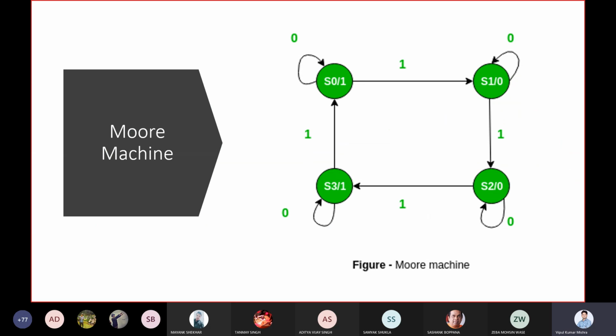Now let's come to, as I told you, the state machines. There are two varieties of state machines. Does everyone know Moore's law? Anyone know Moore's law? Sir, can you repeat? Moore's law. Sir, it's MOORE, I think. Yes, yes, Moore's law.